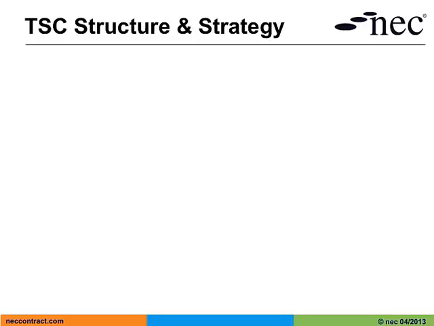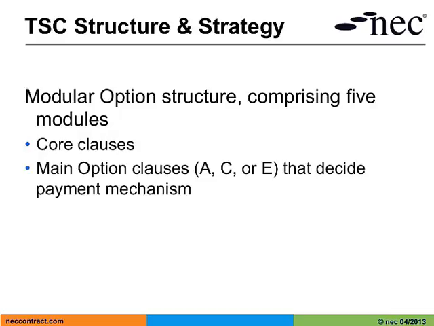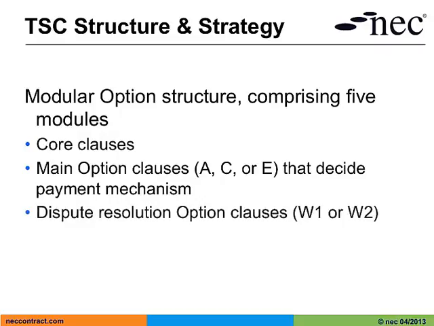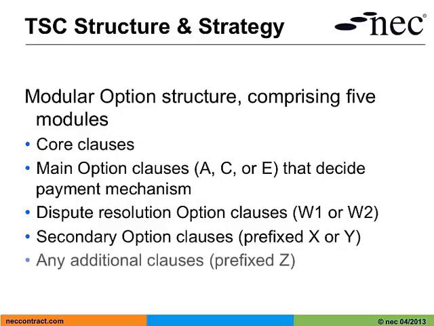Let's look at the term service contract structure and strategy. We have a modular option structure comprising 5 modules. There are core clauses, then main option clauses, which are referenced A, C or E, that decide the payment mechanism, dispute resolution option clauses, which are referenced W1 or W2, secondary option clauses, which are prefixed with an X or a Y, and any additional clauses, which are all prefixed with a Z.